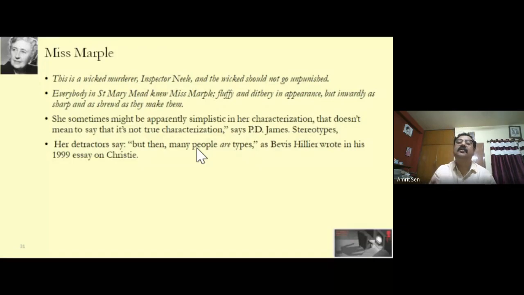Miss Marple কিরকম? Once again very distinguished, fluffy and dithery in appearance, but inwardly as sharp and shrewd as they make them. অর্থাৎ ডিটেকটিভের হিরোইজমটা কিন্তু is not physical heroism, right? সেটা হার্ড বয়েলডে হতে পারে. The real heroism of the detective lies in his or her intellectual ability, right?